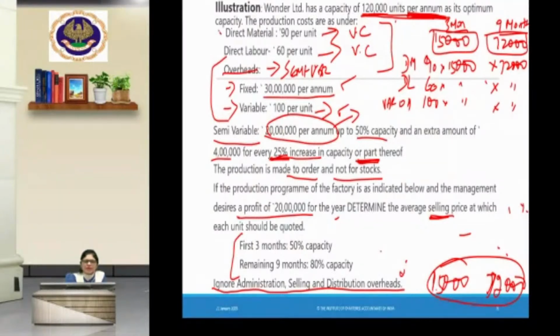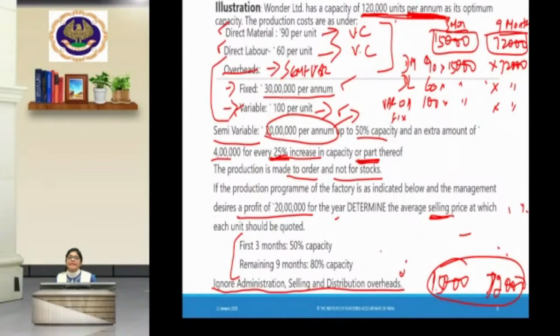So we have taken direct material per unit. We have taken the per unit cost first and variable overhead per unit. Now let us first split. Okay, we can take the fixed overhead also here. So let us take the fixed overhead now.